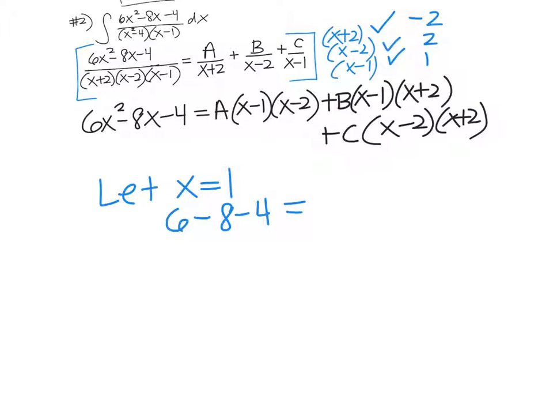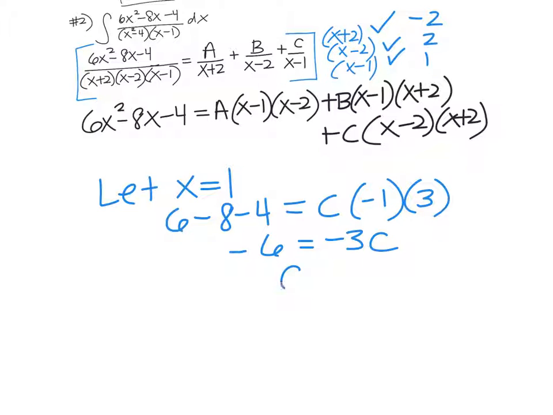This is going to cancel out. Do you see that? Because that's a 0. The b is going to cancel out too because that's a 0. And you're left with c times 1 minus 2 is negative 1. 1 plus 2 is positive 3. So you get what is on this side, negative 6 equals negative 3c. So c equals 2.